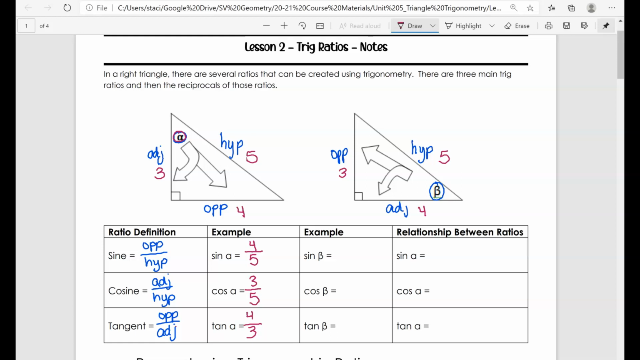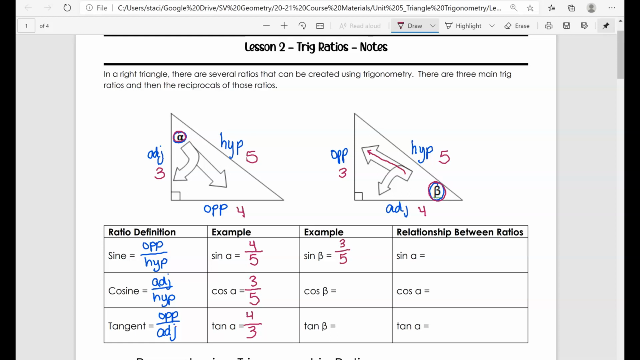Let's look at the second triangle, the one on the right, with angle B, or angle beta. Here it says to find the sine of angle B. Now I have to look at my adjacent, opposite, and hypotenuse sides from angle B's perspective. Knowing that sine is opposite over hypotenuse, my opposite side in this right triangle is really 3, but my hypotenuse didn't change.